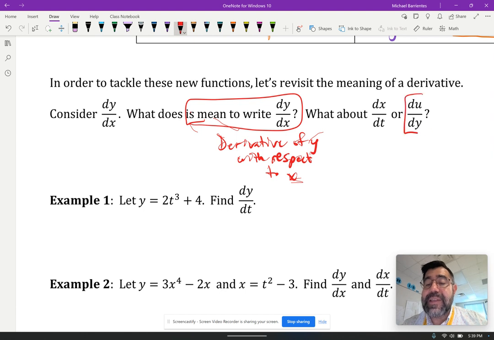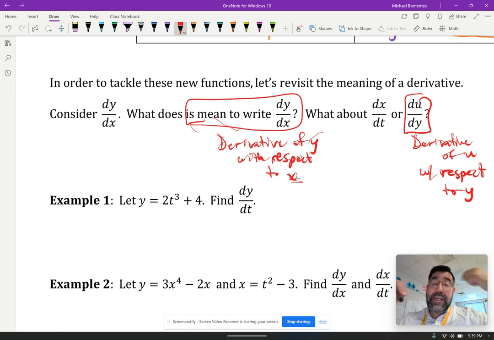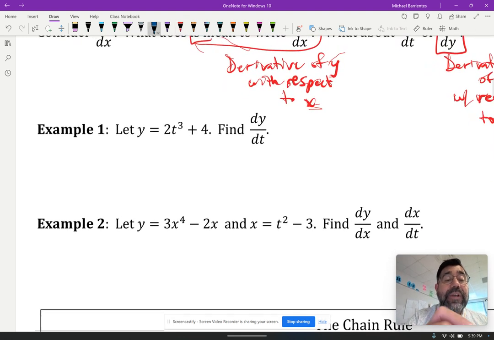Whereas if I look at something like this, I'm finding the derivative of the u equation, I'll abbreviate, with respect to y. So now I'm finding the derivative of the u equation, but my variable is y. So I'm taking the derivative with respect to y. So when I look at example 1 here, and we're looking for the derivative of y with respect to t, I'm looking for the derivative of this equation, this formula, but I'm doing it by treating t as my variable, and it sure is. That's the only variable I see.